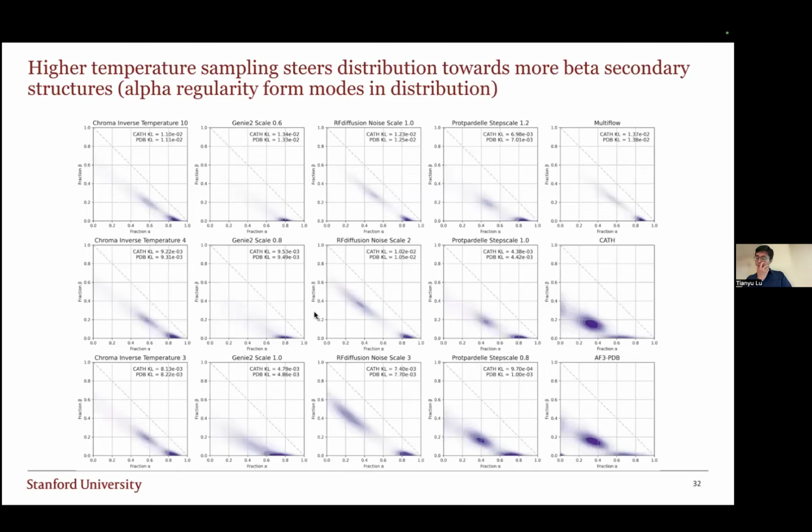And for interpretability, the secondary structure distributions also have similar trends. But again, it differs by model. So for example, Proteina, as you increase the sampling temperature, you get a better match of the native secondary structure distributions. But that is not always the case for these other models. So with Genie 2, as you increase the scale, the gamma parameter here, you get less of a shift towards the beta sheets.